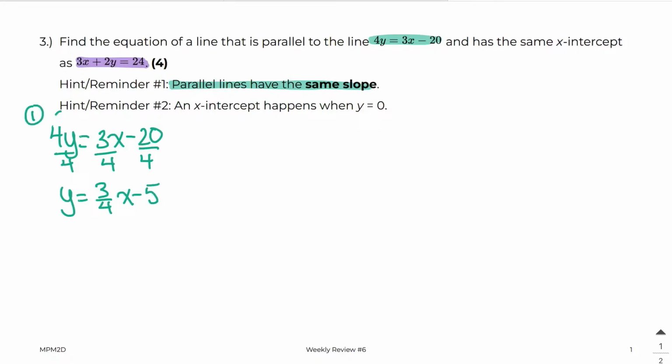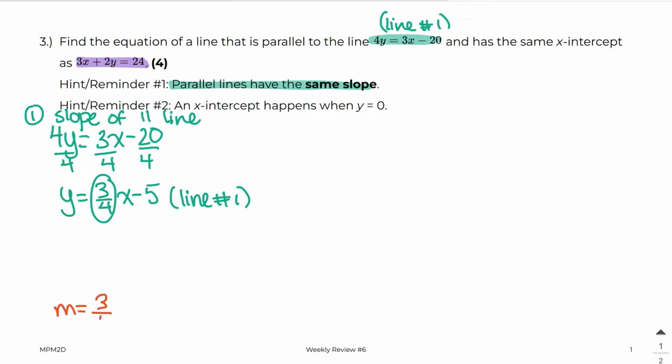So the first thing we're going to do is find the slope of the parallel line. Okay? So if we know that the slope of the parallel line right here is going to be 3 over 4, by the way, this is still the first line. So I'm going to call this line number 1 right here. This is still the first line. So what this is telling us is that the slope of the line that we're looking for is also going to be 3 over 4.